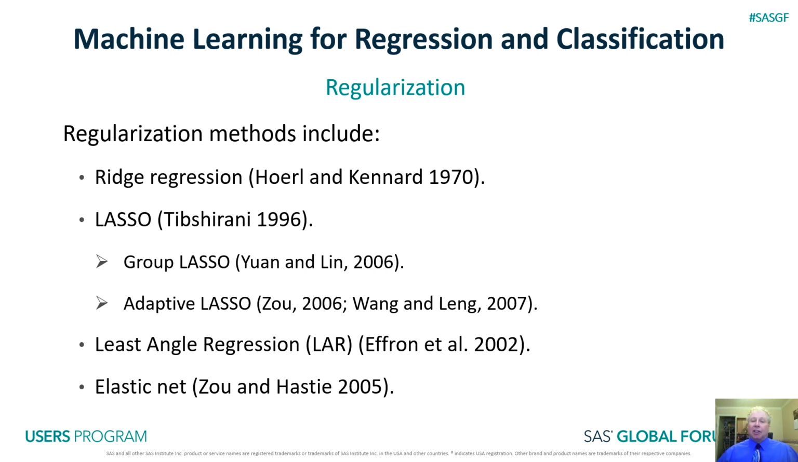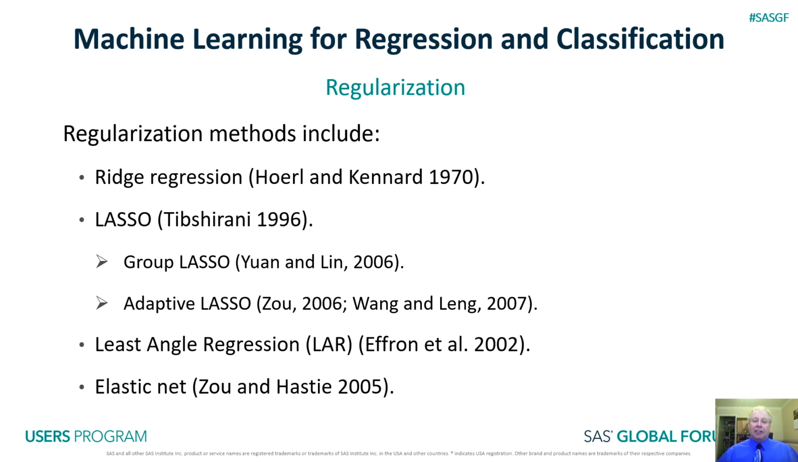Often we like to include categorical variables in a regression, and we do that through the use of dummy variables. What the group LASSO allows us to do is to group together variables so that they come into a regression or leave a regression together, and so that's useful for categorical predictors. The adaptive LASSO was first proposed by Zou in 2006 and further developed by Wang and Leng in 2007, and it has some very nice asymptotic properties.